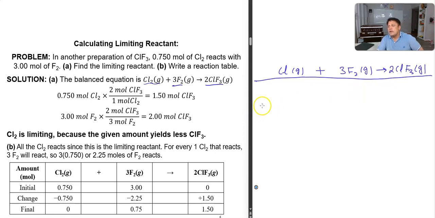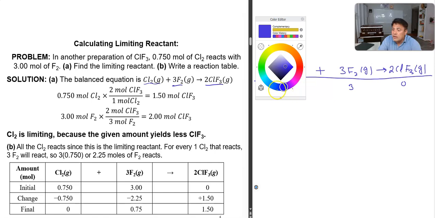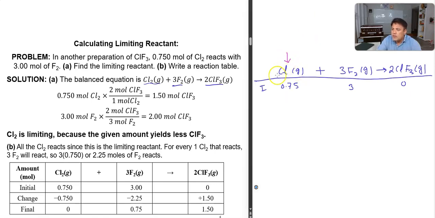And now let's do the reaction table. Initially, how much is the chlorine? 0.75. How much is the fluorine? You have 3. And how much is this product? 0. Now look, chlorine is limiting, right? We just found out chlorine is limiting. It means that all of the chlorine will be gone away. Chlorine is limiting, that's why everything is gone. So what is the change? Change is equal to minus 0.75.